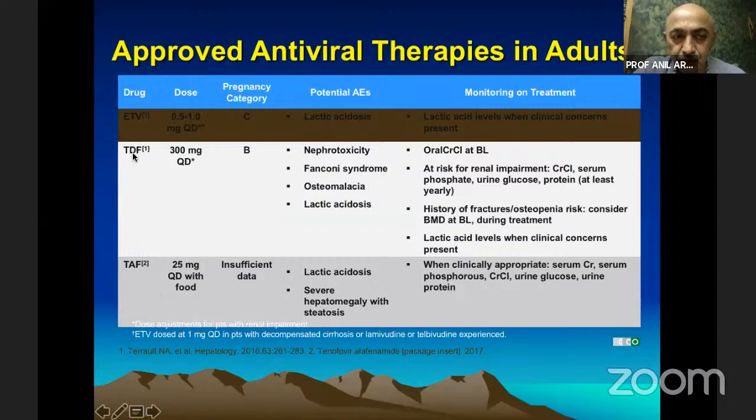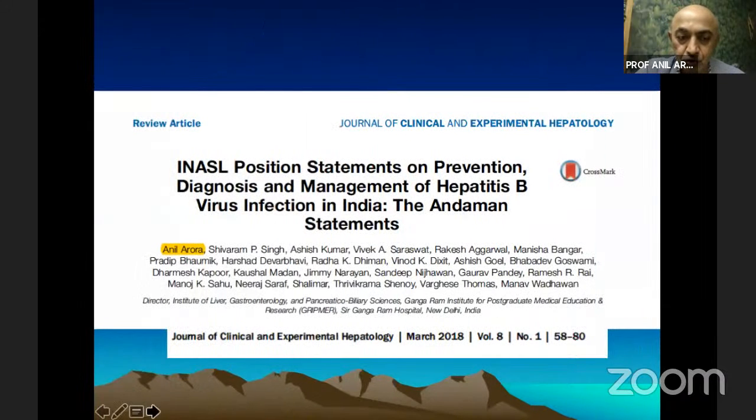The difference between TDF and TAF is that TDF in the dose of 300 milligrams has the same efficacy as TAF at 25 milligrams. That is 1/12 the dose. The advantage of using TAF over TDF is that you are giving a much smaller dose in a patient who needs almost lifelong therapy. This is because of the development of a new drug delivery system in which you deliver the drug directly into the hepatocytes, thereby decreasing the excretion of the drug into the kidneys and decreasing the toxicity associated with TDF in the form of Fanconi syndrome and osteomalacia.